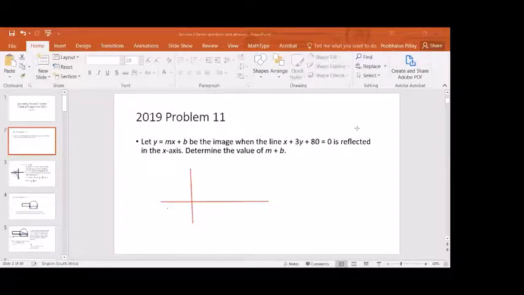All you have to do is to just substitute x equals 0. Then you get 3y equals negative 80. So when x equals 0, 3y equals negative 80, so negative 80 over 3 is the y-intercept. And then likewise, when y is 0, x is negative 80. So you have 2 points on this line, which means I can draw the graph of the straight line.